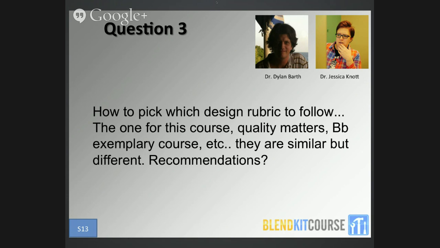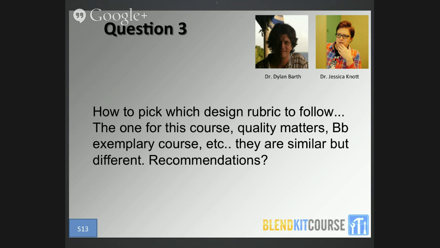And again, I'm going to give this one to both of you since it's a shorter question. How to pick which design rubric to follow? The one for this course, Quality Matters, Blackboard Exemplary courses. They're all similar, but they're different. So any recommendations, Dylan? Well, I can speak to what I have the most experience with, which is the one that we use at UW-Milwaukee, and I'm happy to share that out.